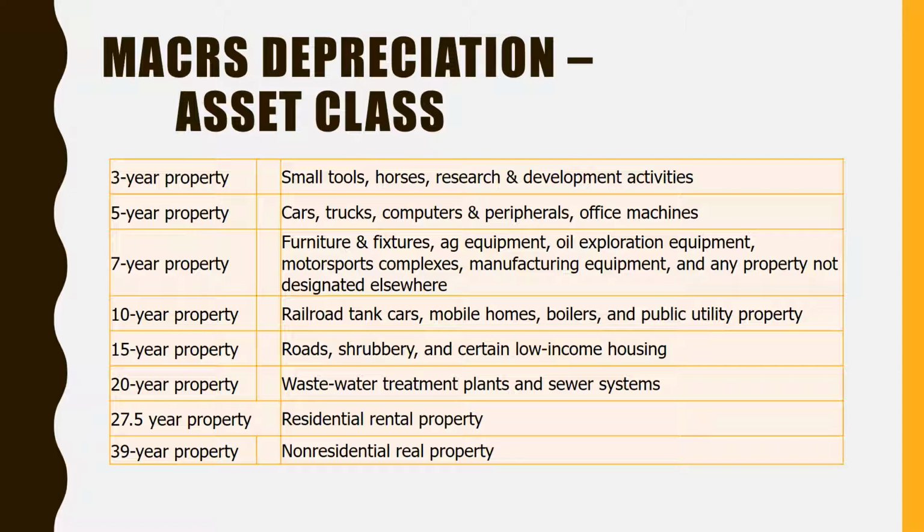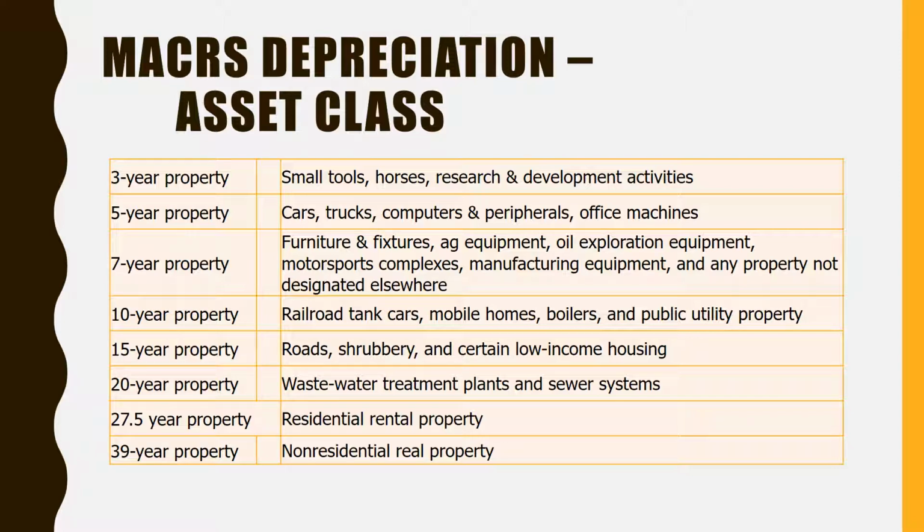The asset classes, we said, tell you how long to depreciate something. So 3-year property are small tools, horses, and research and development activities. You can see the research and development is to encourage that. Horses, not sure if 3-year-olds are what run the Kentucky Derby, and so you depreciate them until they run the Kentucky Derby. 5-year property: cars, trucks, computers, and office machines.